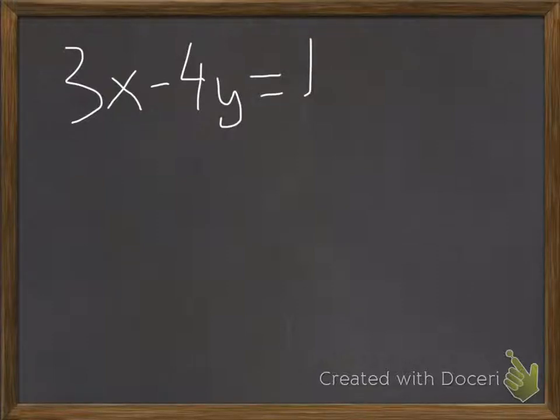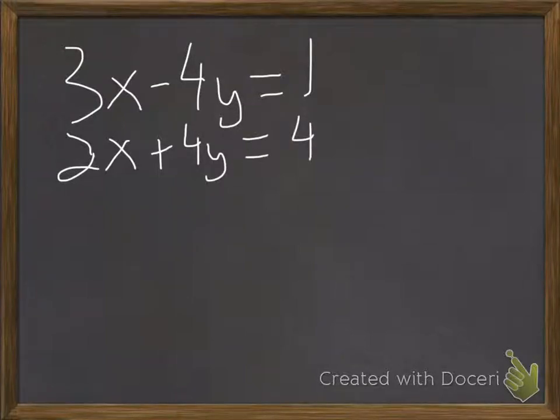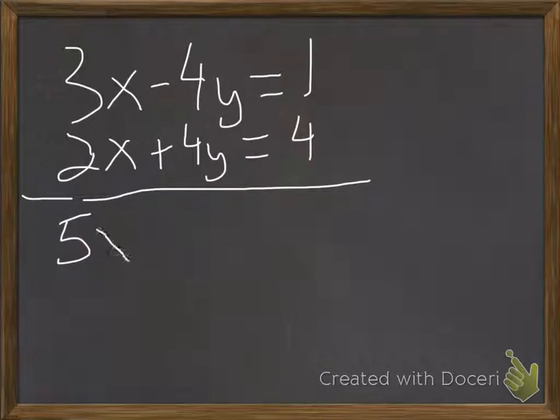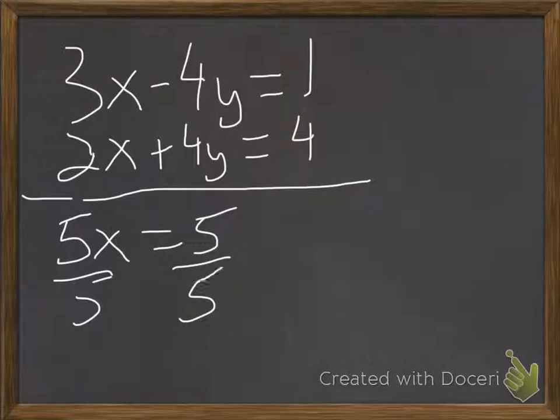So what if we have 3x minus 4y equals 1, and then 2x, right, plus 4y equals 4. Same idea here, except this time our y's are going to go away. We still add the equations. We still always add them, so we get 5x equals 5. Divide both sides by 5. So we get x equals 1.